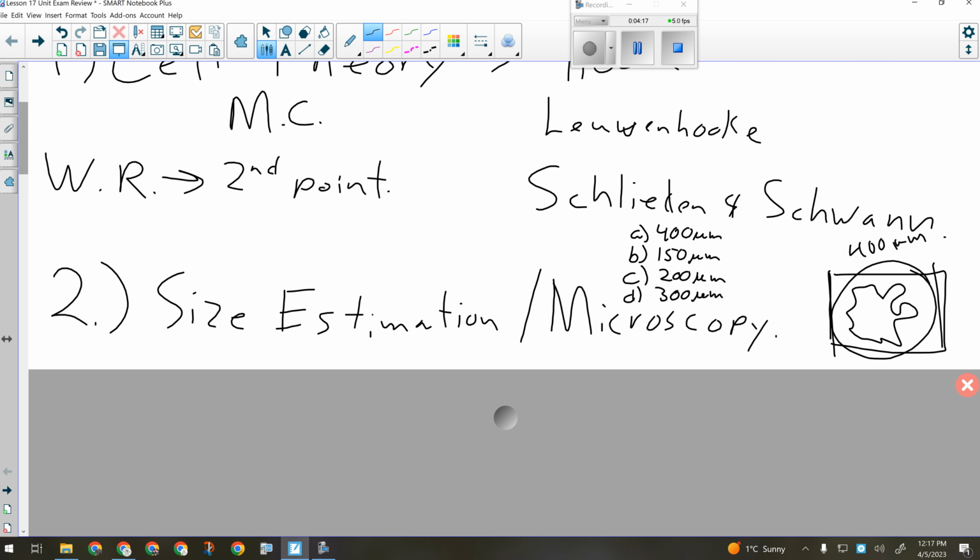Does it take up the entire field of view? Then it's not 400. It definitely takes up more than a quarter and definitely more than half. So that would eliminate 200 and 150. The only reasonable answer there is 300. Is it exactly 300? Probably not, but it's an estimation. That's the only reasonable estimation for that one. So you'll definitely be asked to do that.